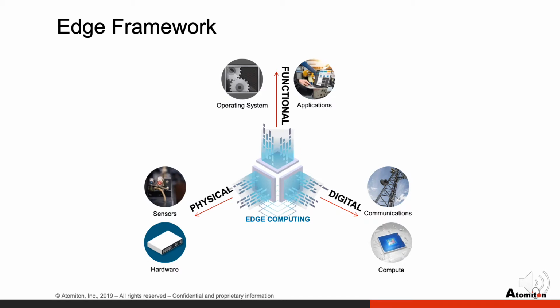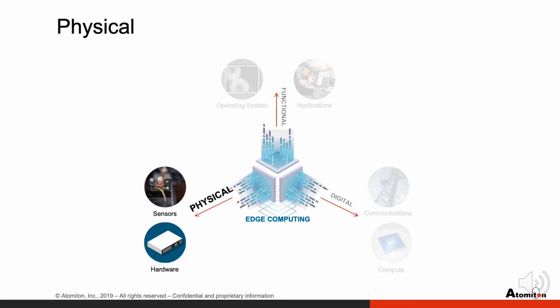Edge has many different definitions and often depends on your point of view. To put it all into perspective, here's a simple edge framework which is comprised of 6 different aspects organized into 3 categories: physical, digital, and functional. Let's start with physical, the sensors and hardware.